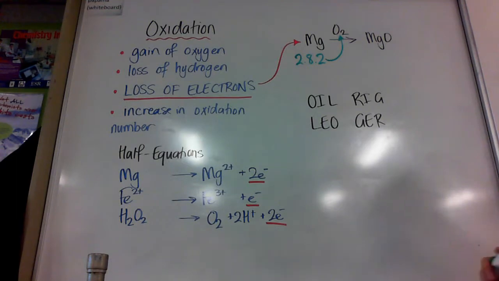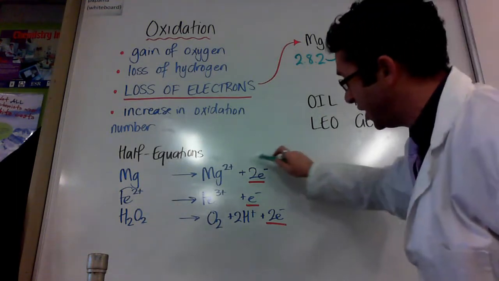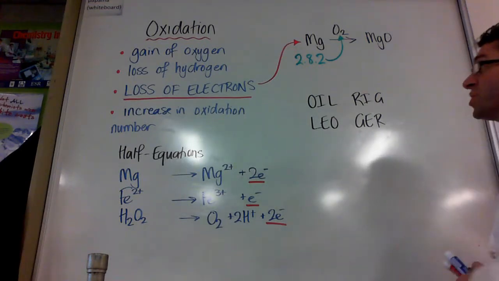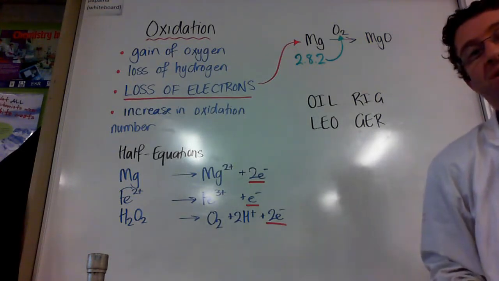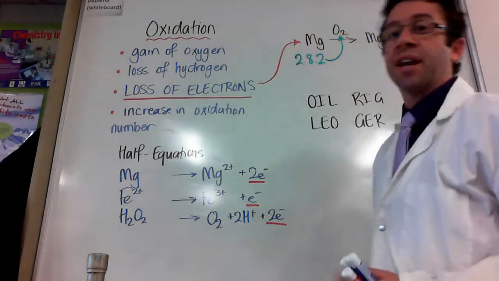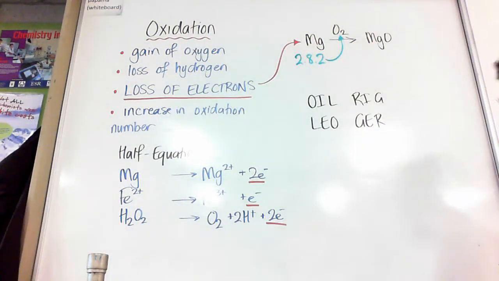But the main thing I would say we're looking for in an explanation is that the electrons are lost when we draw the half equation, which explains why it's oxidation. As well as that, you're looking for these as signs that it's an oxidation reaction.